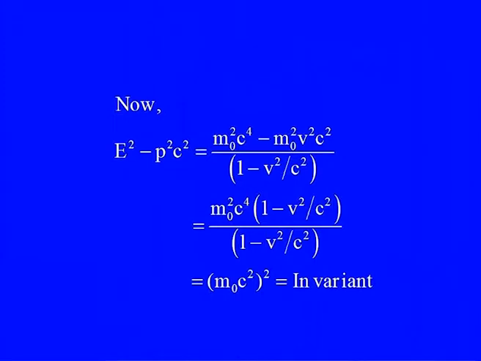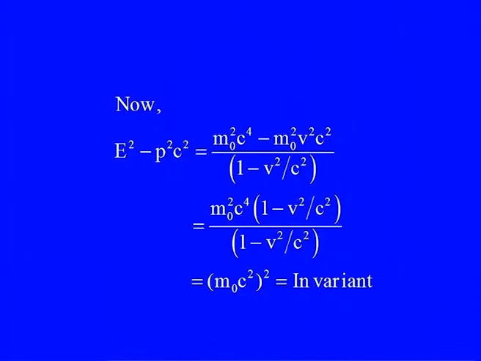What happens, for example, if we just do E square minus p square c square? So we square the energy, and then from that we subtract p square times c square. Now you will check that, of course, that will have the dimension of energy squared. But what does it give us? Something very interesting. Actually it does.